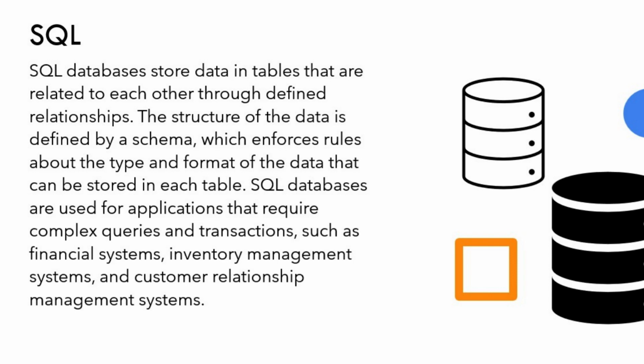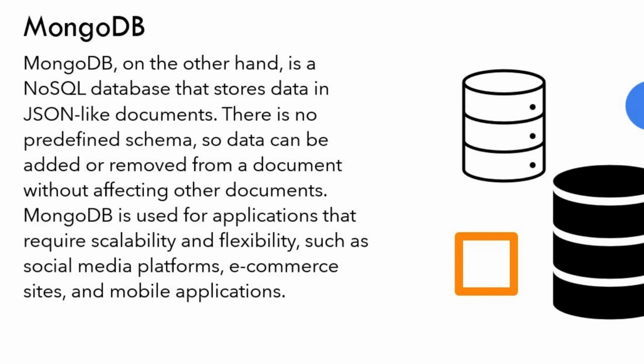customer relationship management systems. MongoDB, on the other hand, is a NoSQL database that stores data in JSON-like documents. There is no predefined schema, so data can be added or removed from a document without affecting other documents. MongoDB is used for applications that require scalability and flexibility, such as social media platforms, e-commerce sites, and mobile applications.